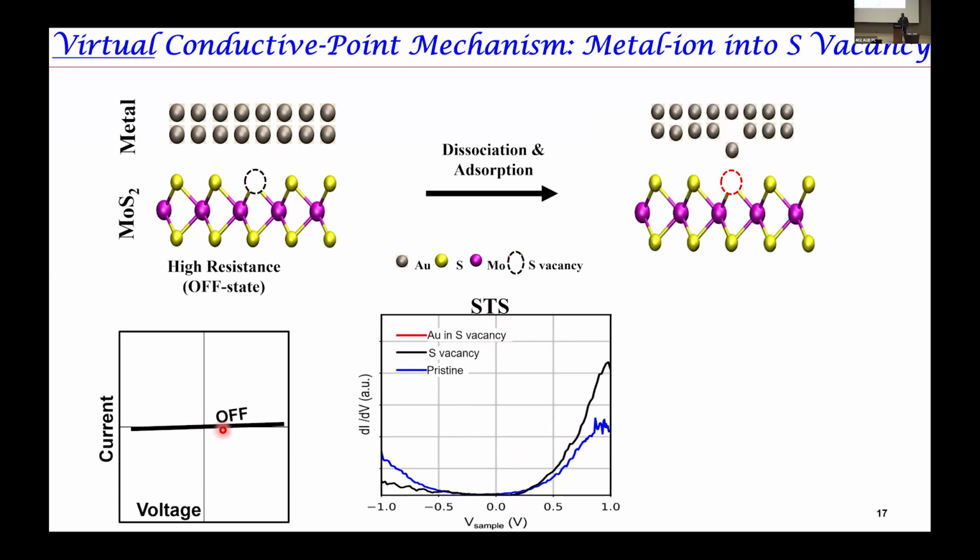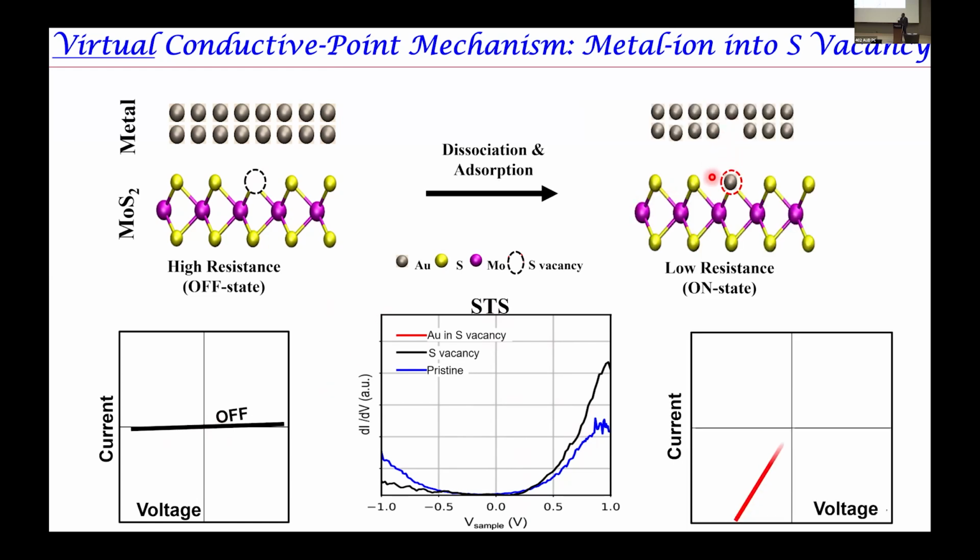But then when you apply a high field, an atom gets absorbed at that vacancy. And then when you measure, the current can flow. And when you do STS, you now see you have a finite density of states, which means that that metal ion brings local conductivity to that point. So this is all done from those studies.